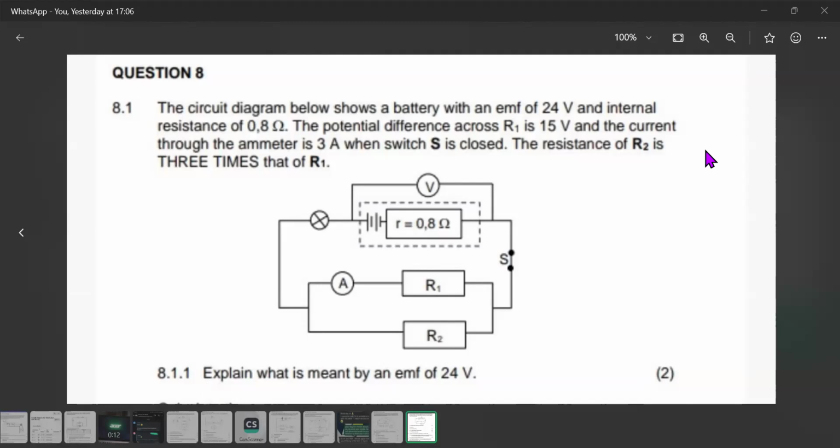The circuit diagram below shows a battery with an EMF of 24 volts and internal resistance of 0.8 ohms. The potential difference across resistor 1 is 15 volts and the current through the ammeter is 3 amperes. When switch S is closed, the resistance of R2 is 3 times that of R1.